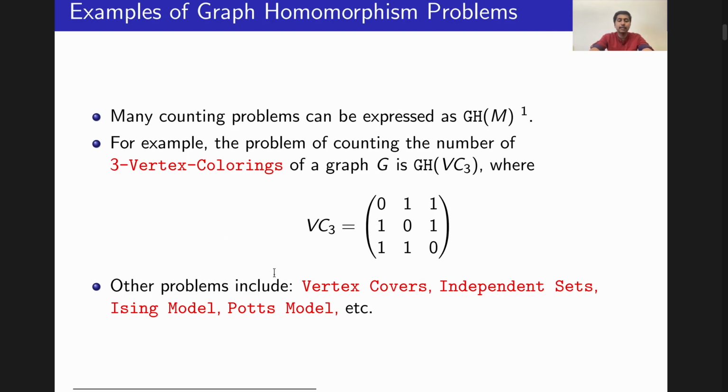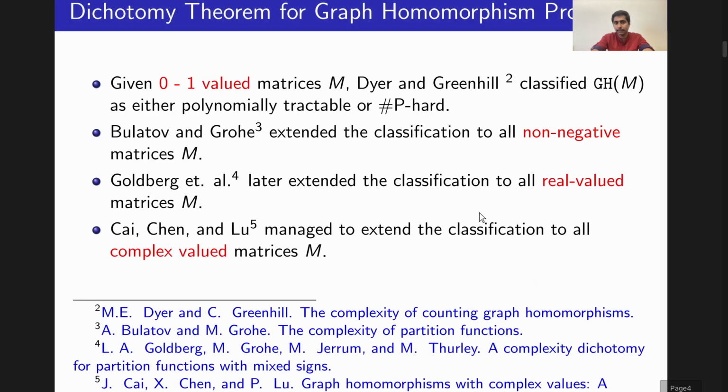Similarly, we can show that other problems such as counting vertex covers, counting independent sets, the Ising model, and the Potts model are all expressible as graph homomorphism problems. Now, Dyer and Greenhill were able to show that for any symmetric Q cross Q matrices M with 0, 1 values, the problem GH of M can be classified as being either polynomially tractable or #P-hard. Later, Bulatov and Grohe extended the classification to all non-negative matrices M.